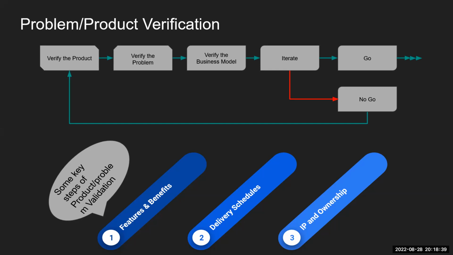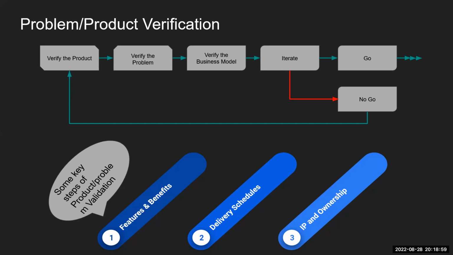So if there is a go, then of course you go to the next stage. But if there's no go, you can kill the idea, or you start from the beginning again. It can be starting from the hypothesis stage, or it could be still focusing on the problem product verification, where you now go through the process again.